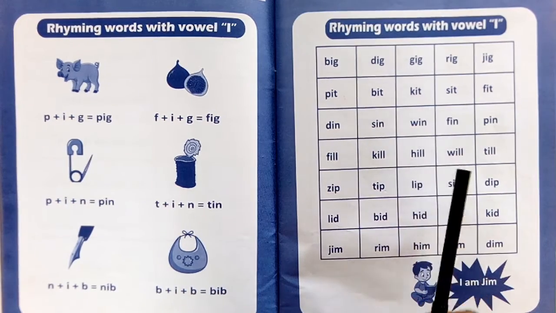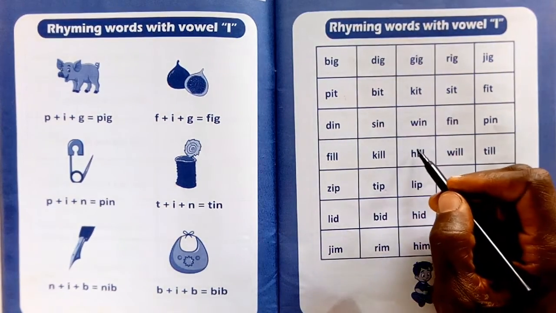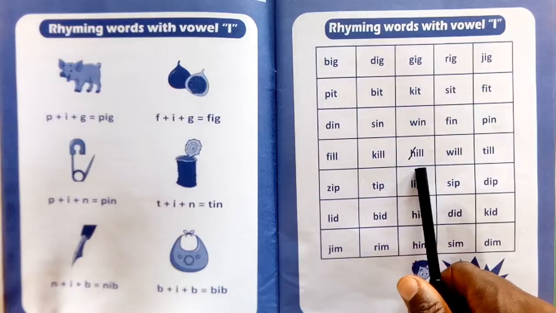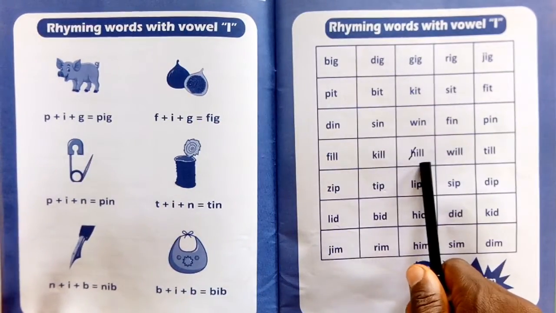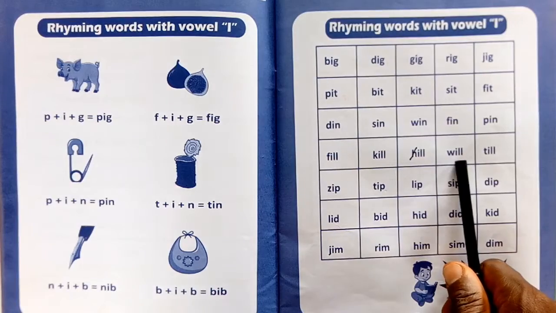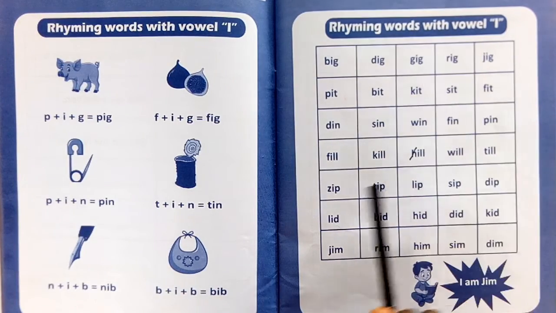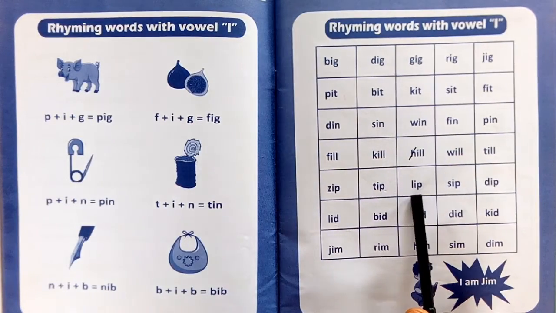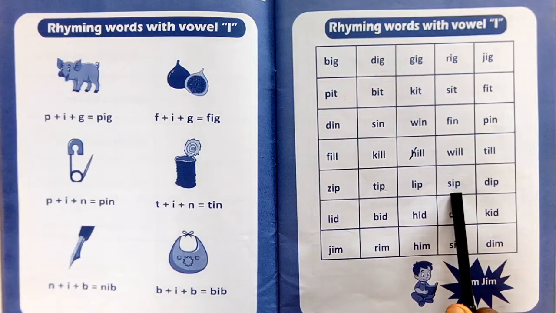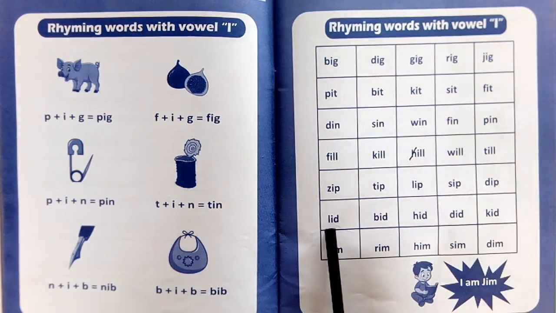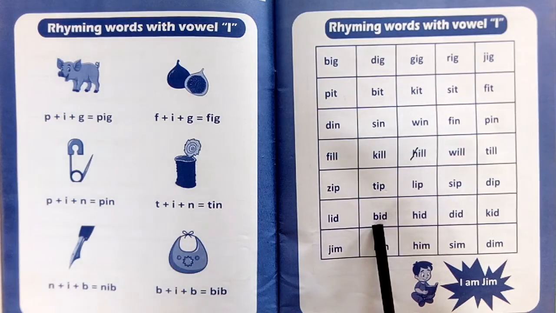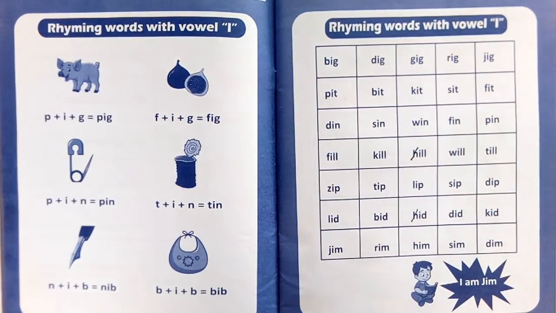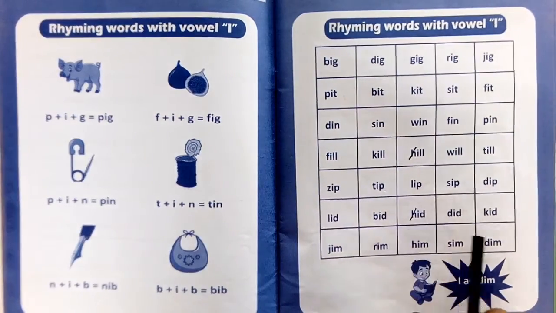E-L, ill. As we have said before, we assume that the letter H is not there for convenience sake, so we move on and say E-L, ill. W-E-L, will. T-E-L, till. Z-E-P, zip. T-E-P, tip. L-E-P, lip. C-E-P, sip. D-E-P, dip. L-E-D, lead. B-E-D, bid. The same thing here. We assume this is not there, and then we say E-D, eat.